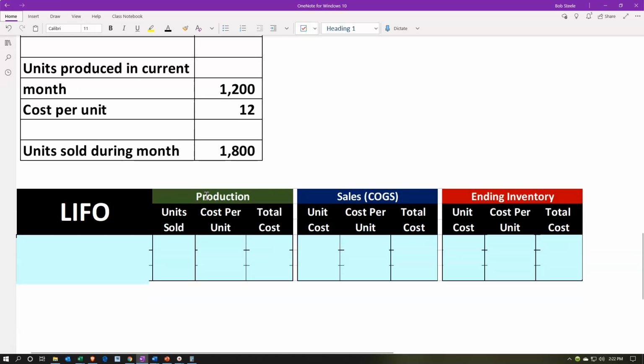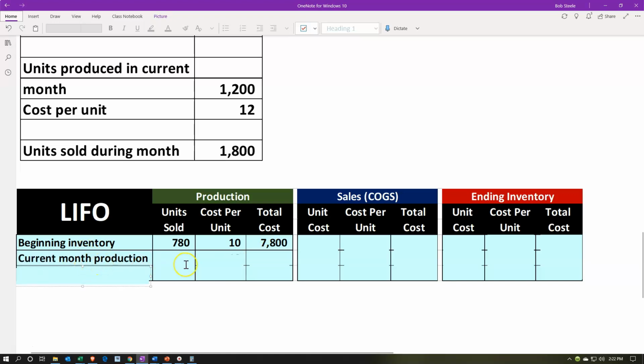Now we're using last in, first out. We're going to assume that we sell the later units that we produced. So last in, first out, we're going to take the beginning inventory. It's going to be that 780 at the $10, the cheaper price. That's going to be the 7,800. Then we produced, same thing, same process. The current month, we produced 1,200 at $12 to give us then another 14,400.